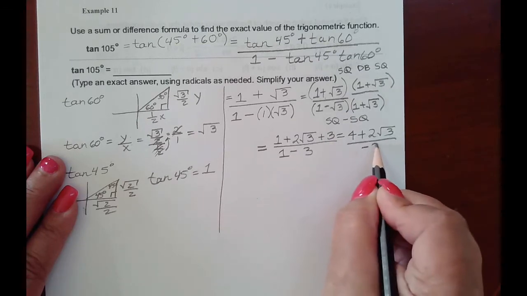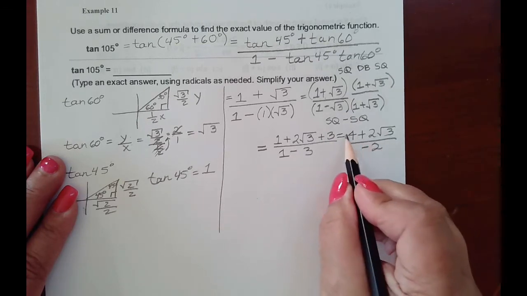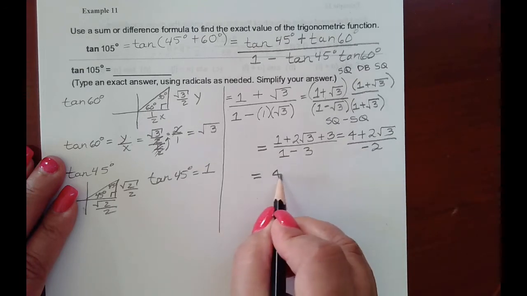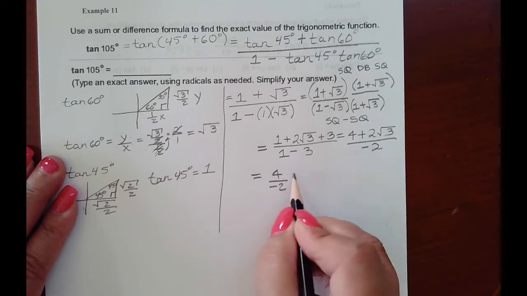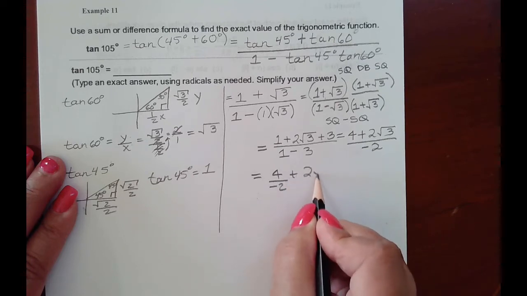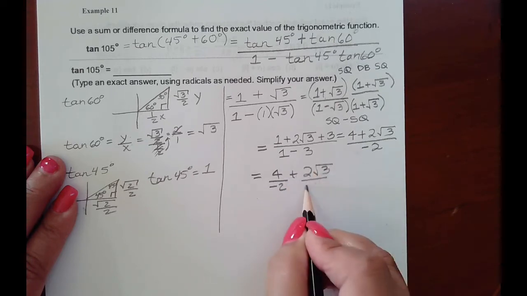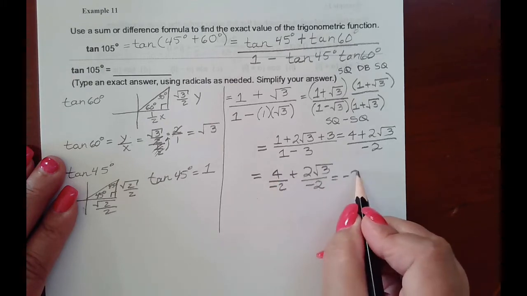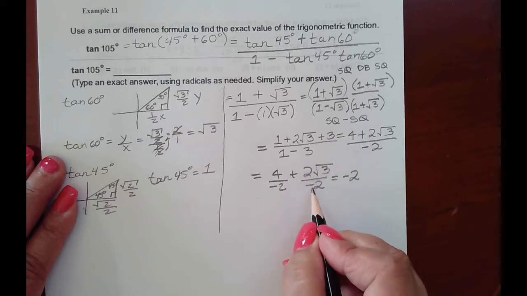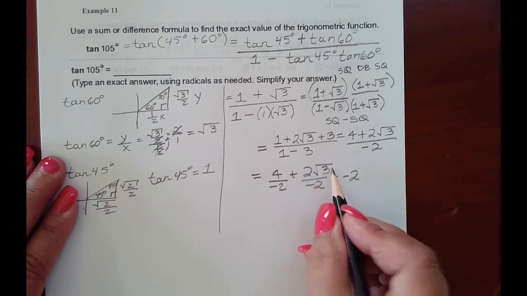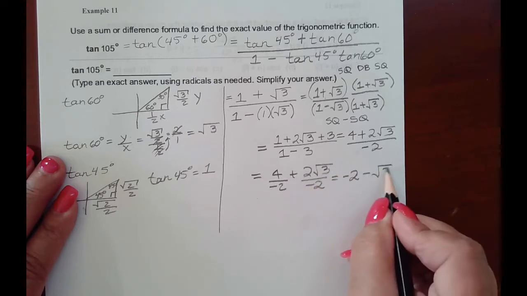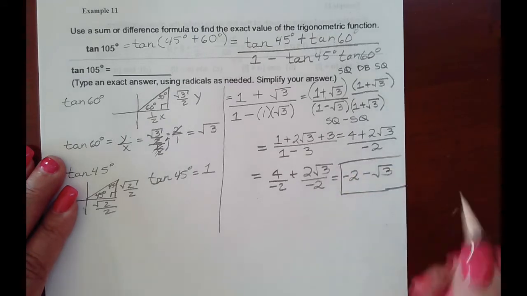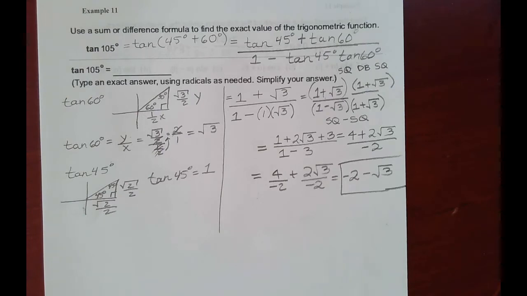You can further reduce this by going 4 divided by negative 2. I'll do that here. You can split this up into 2 fractions, thus allowing you to reduce this. Okay, so 4 divided by negative 2, negative 2. 2 divided by negative 2 is negative 1, square root of 3. And that's your final answer for that particular problem.